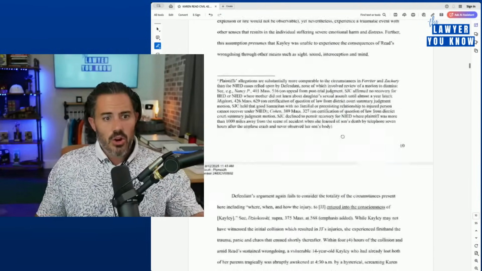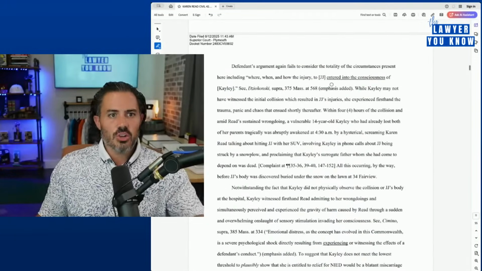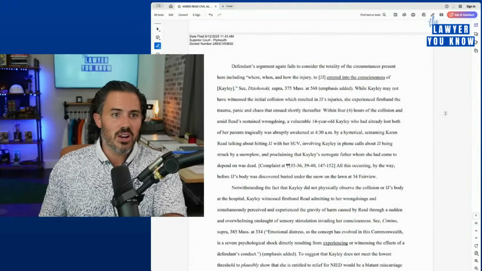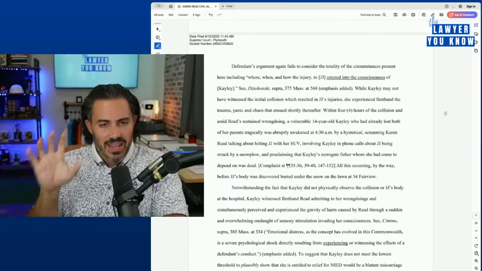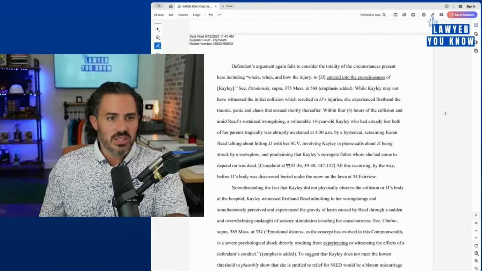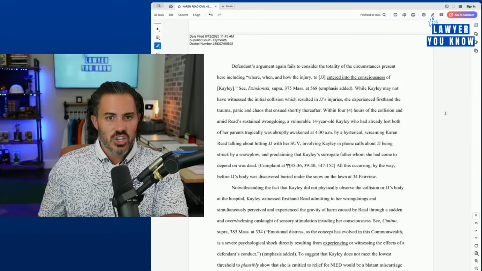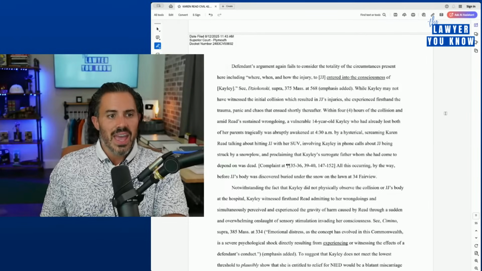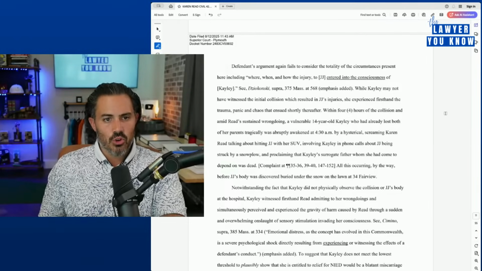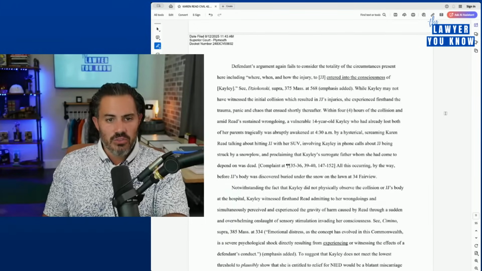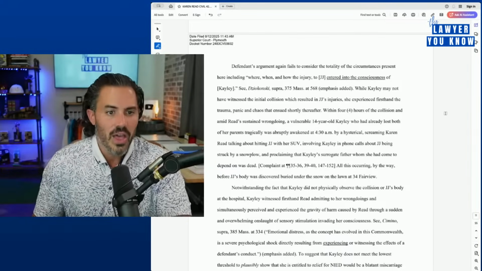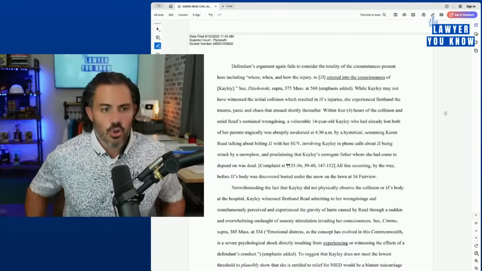Kaylee, we know their argument here. Okay, the defendant's argument fails to consider the totality of the circumstances presented here, the when, where, and how the injury entered the consciousness of Kaylee. While Kaylee may not have witnessed the initial collision, which resulted in JJ's injuries, she experienced firsthand the trauma, panic, and chaos that ensued shortly thereafter, within 4 hours of the collision. And amid Reed's sustained wrongdoing, a vulnerable 14-year-old who had already lost both of her parents tragically was abruptly awakened at 4:30 by hysterical screaming. Karen Reed talking about hitting JJ with her SUV, involving Kaylee in phone calls about JJ being struck by a snowplow, and proclaiming that Kaylee's surrogate father, whom she had come to depend on, was dead.